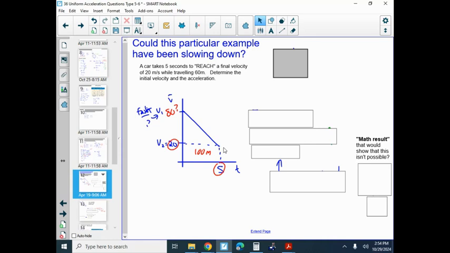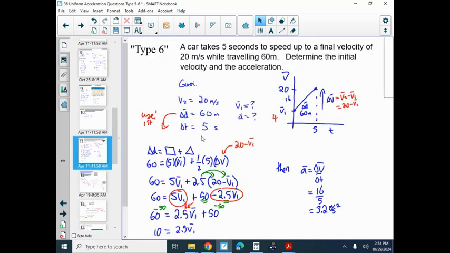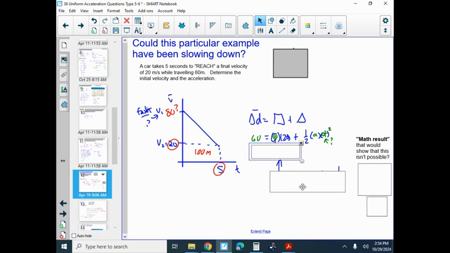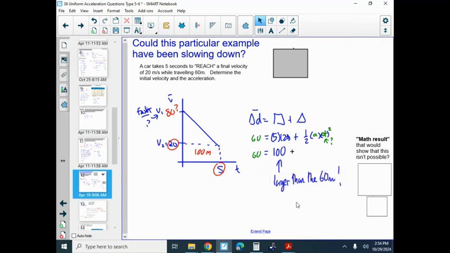velocity and slowing down to that in the 5 seconds, you would already have traveled 100 meters. So you would have gone further than the overall displacement, right? You would have been traveling 100 meters plus even some more here. And so clearly you can't have 100 plus something be 60, right? So you can tell that just can't be true. But what would the math result be that might lead to? Sometimes in math you get roots of negatives, right? In this case, I think it's something else, so we'll see.